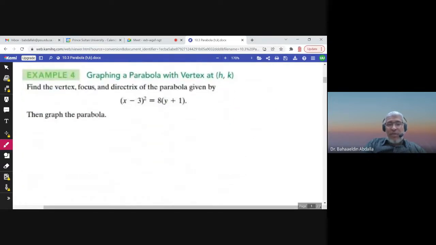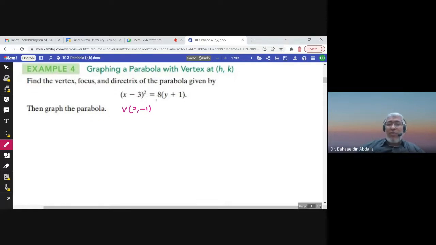Let us answer the questions. Find the vertex, focus, directrix, and graph the parabola. The first thing, as usual, we find the vertex of the parabola. The vertex is (h, k): x minus h, so h is 3; y minus k, so k is negative 1. As we did in translating ellipses, hyperbolas, circles. So this is the vertex, and now I have x squared, so the graph opens up or down. I have 8 here, so the graph opens up.